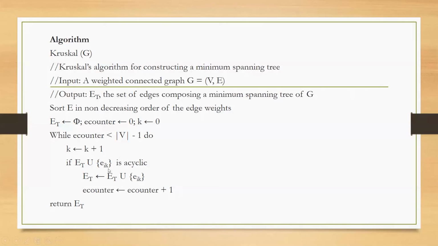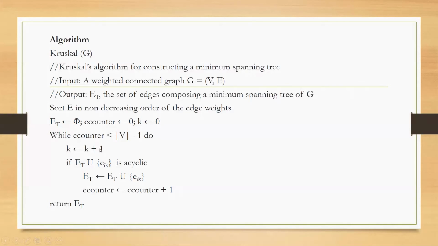Okay. Next, if you have considered that edge, what you are supposed to do? You have to take that edge and add it to the edge set ET. Now ET is updated and ET contains the first edge. Increment the E counter. E counter is equal to E counter plus 1. So now it once again goes to the while loop. Now the E counter is 1. It is lesser than 5. It comes here. K gets incremented.